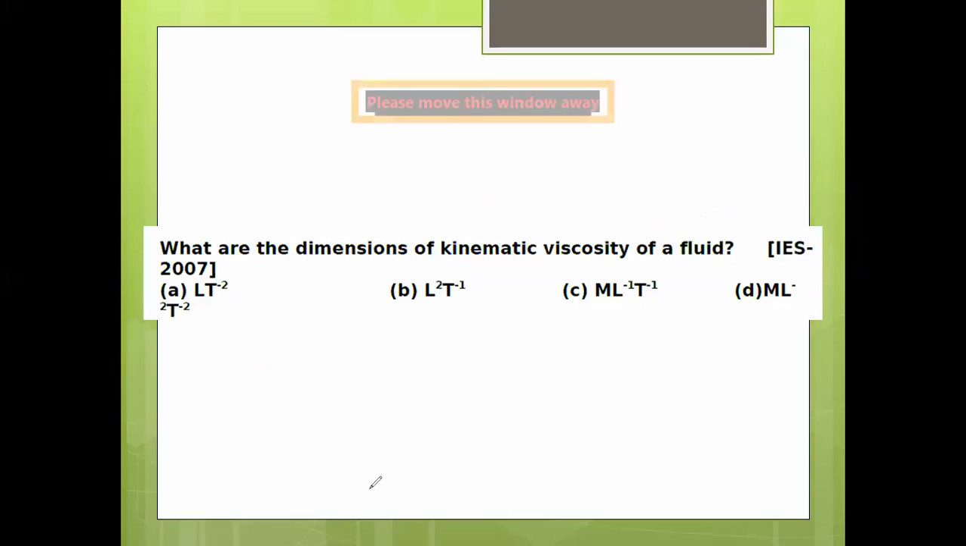Next question about this kinematic viscosity is, what are the dimensions of kinematic viscosity of the fluid? This question was asked in IES 2007. Now here you might have studied dimensional analysis, right? There we can convert any unit into the dimensions MLT, where M is for mass, L is for length, and T is for time. Any unit can be put in that dimension format.